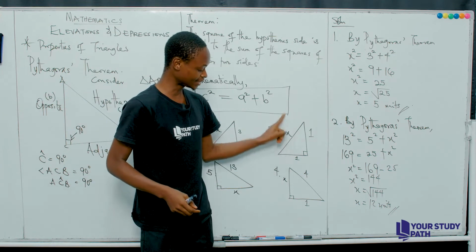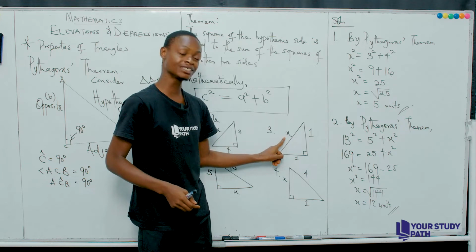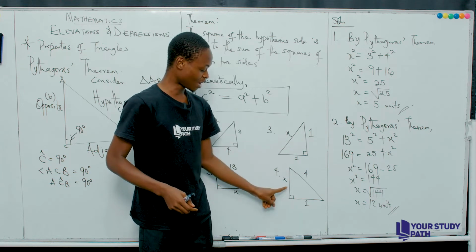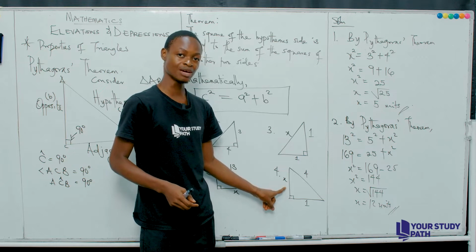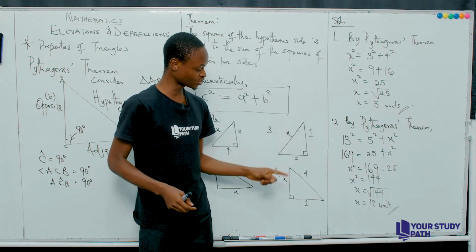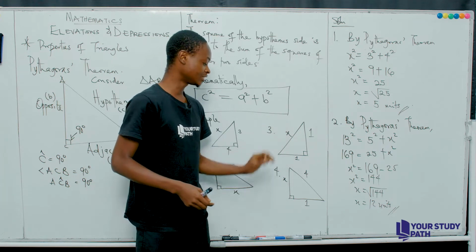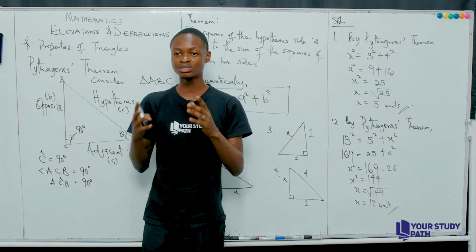Of course, if you look at this carefully, you find out that x is in the hypotenuse position here. However, in this case, x is not in the hypotenuse position. So find out what value of x this is. And then once you do, type in your answer in the comment section.